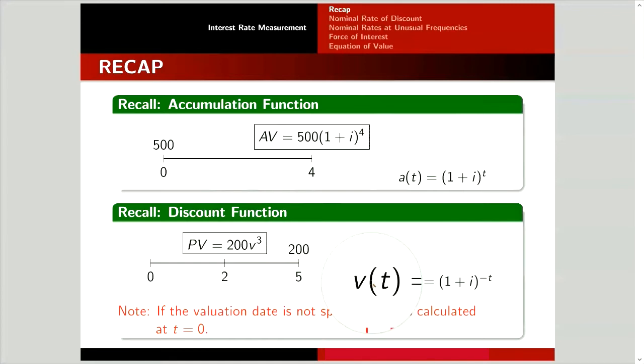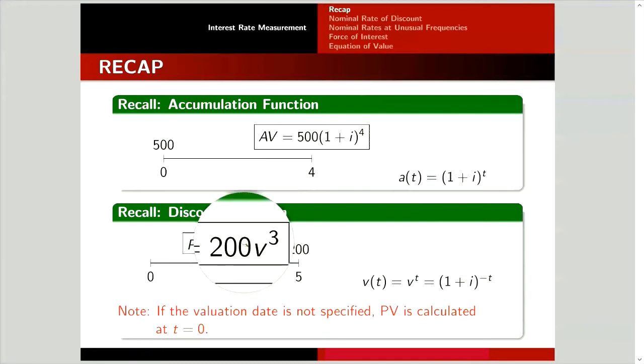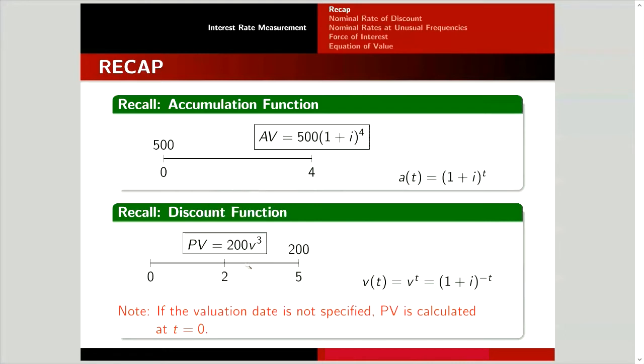We make use of the discount function v of t, or v to the t. We can relate v to the t to our effective rate of interest. And this is how we do it. Your v to the t is equal to 1 plus i raised to negative t. That's why the value of 200 here at time 2 is equal to 200 times v raised to 3. Why 3? Because 200 passes through three periods before it arrives at time 2. And this is what we call the present value.